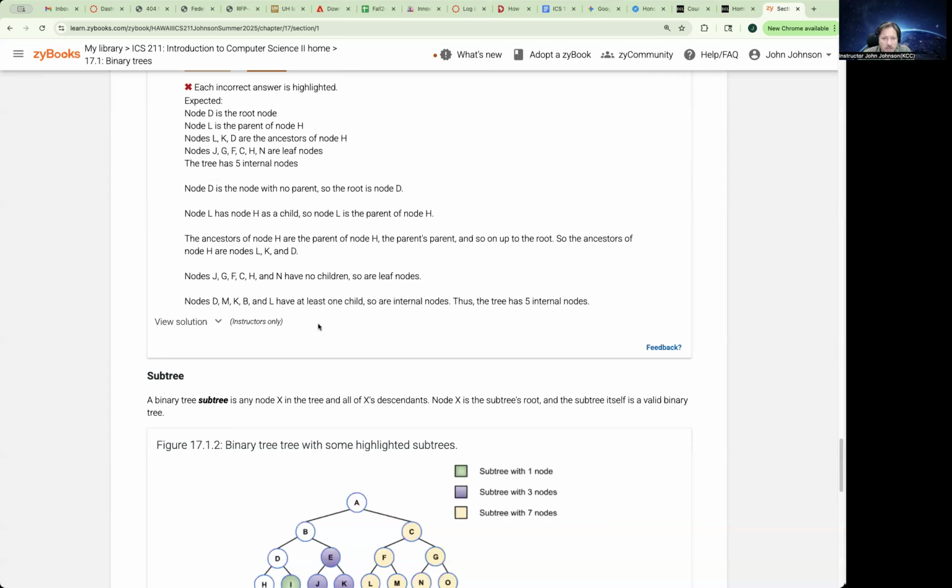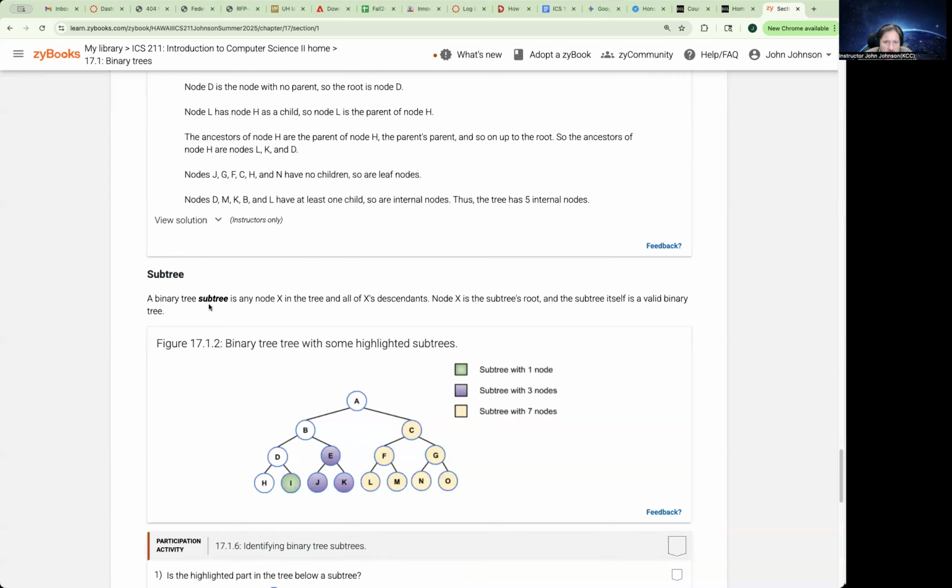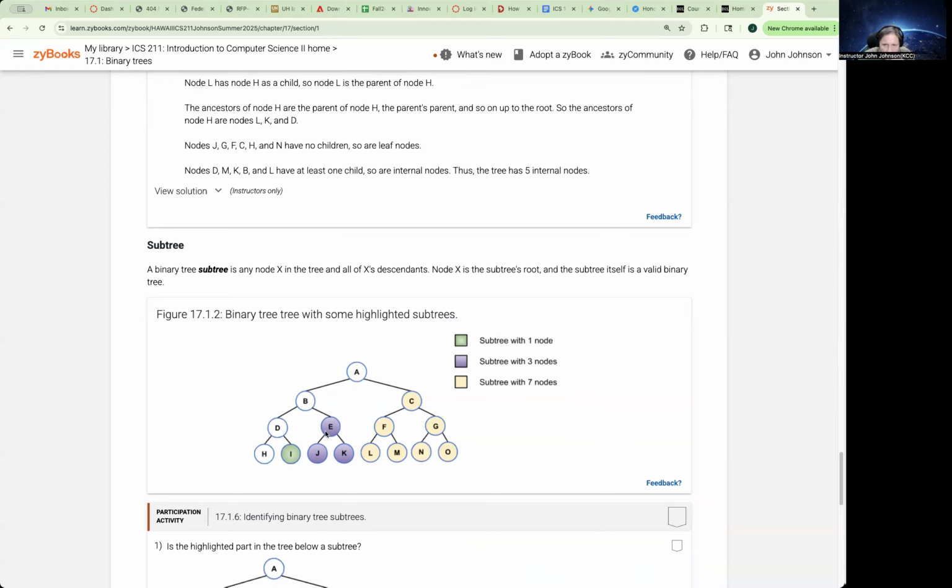Anyway, subtree. A binary tree subtree is any node X in the tree and all of X's descendants. So node X is the subtree's root, and the subtree itself is a valid binary tree. So if we look in here, we can see, for example, a subtree with one node, I. A subtree with 3 nodes is this one right here, so you've got E, J, and K. Then you've got a subtree with 7 nodes. You've got C, F, L, M, G, and O.